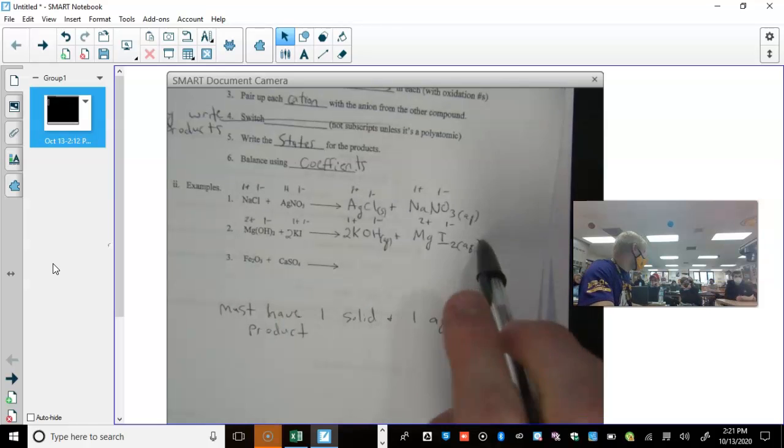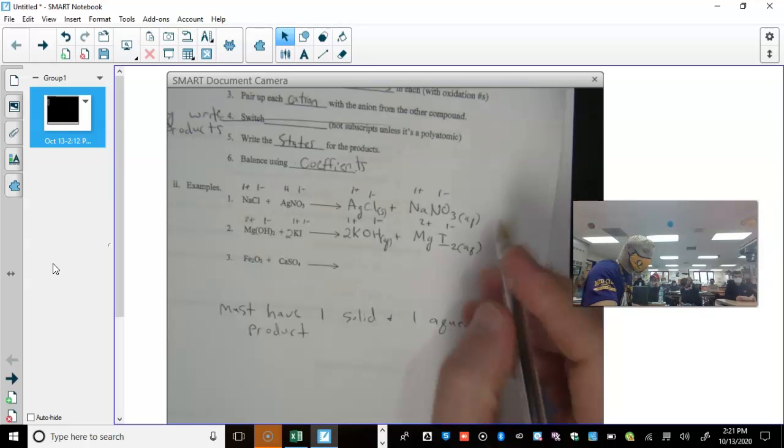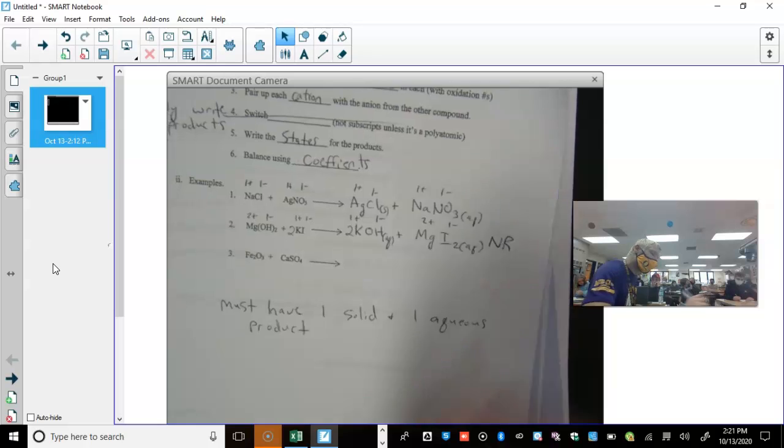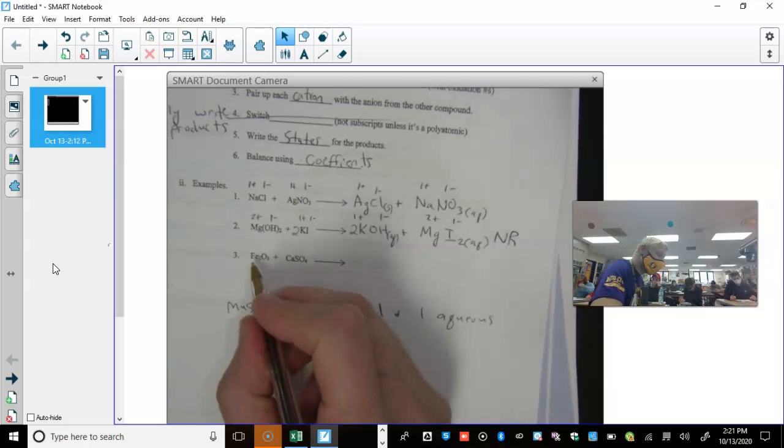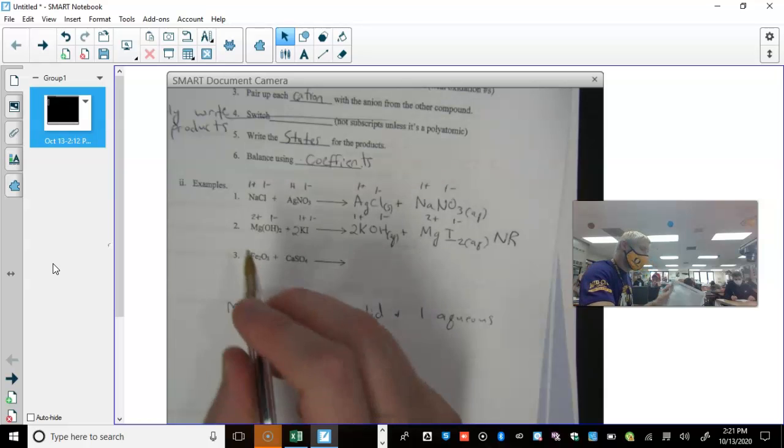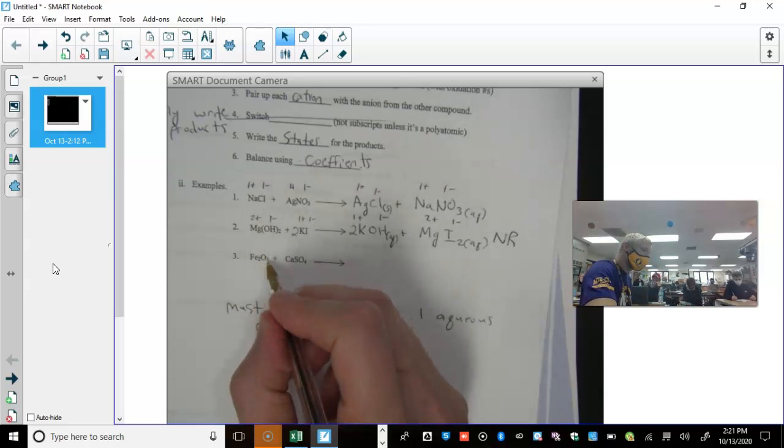Two aqueous products means this reaction does not occur. So the actual answer is NR, no reaction. All right, doing one more. Iron. I don't know the charge of iron, but why don't we reverse crisscross it?